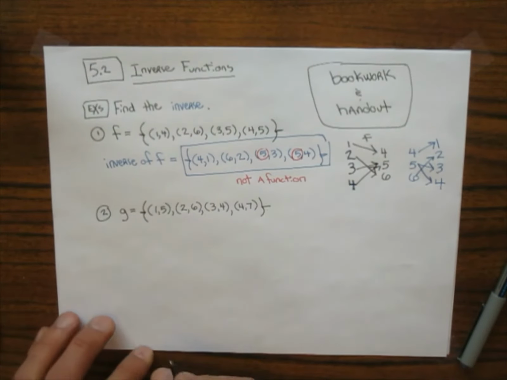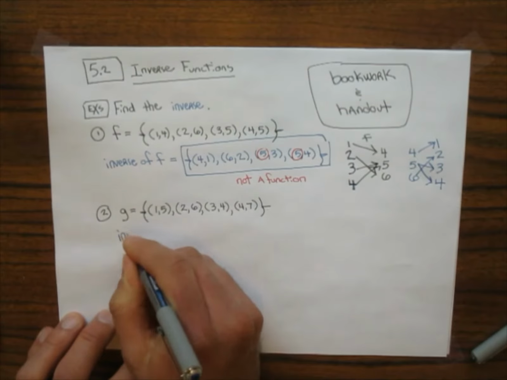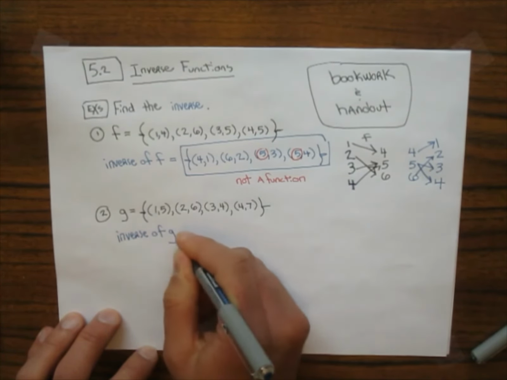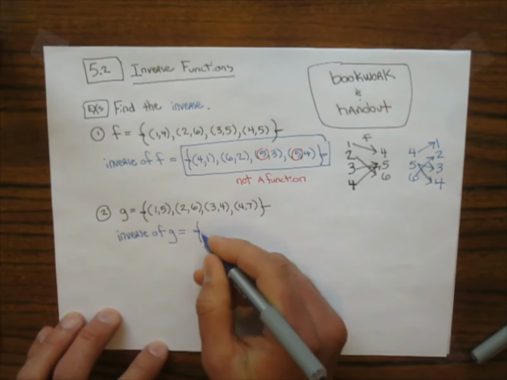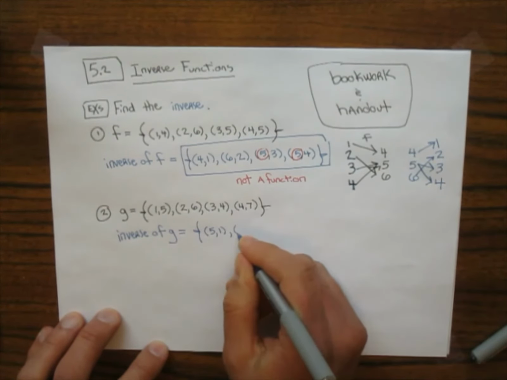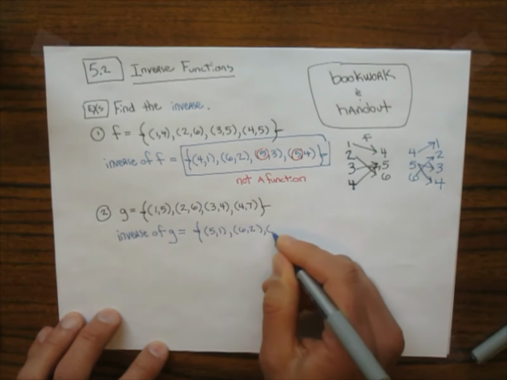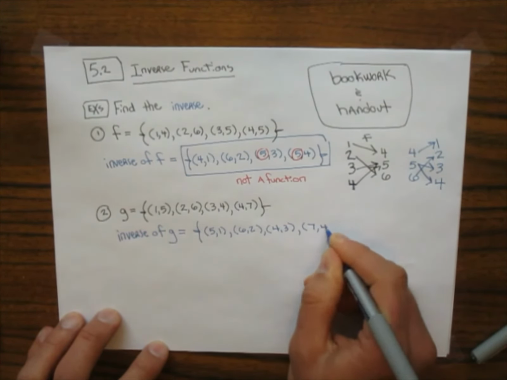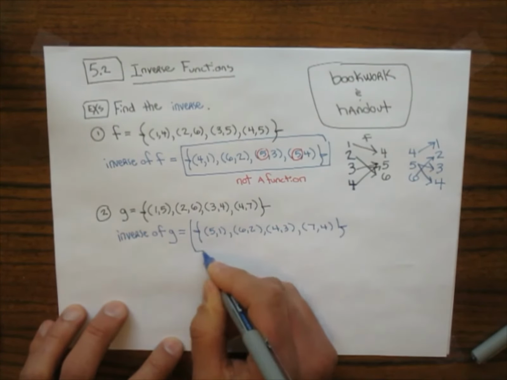Okay, let's go ahead and find the inverse of g. Okay, it's pretty simple to do. All you do is switch the coordinates. 5 goes to 1, 6 goes to 2, 4 goes to 3, 7 goes to 4. There's the answer.